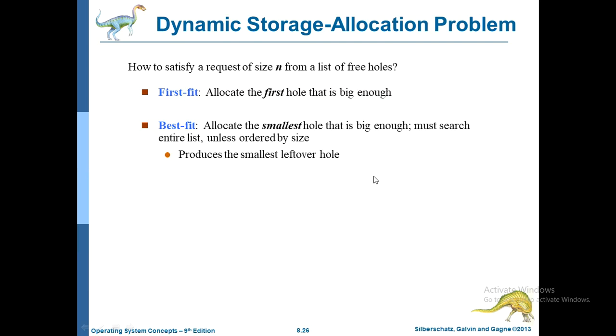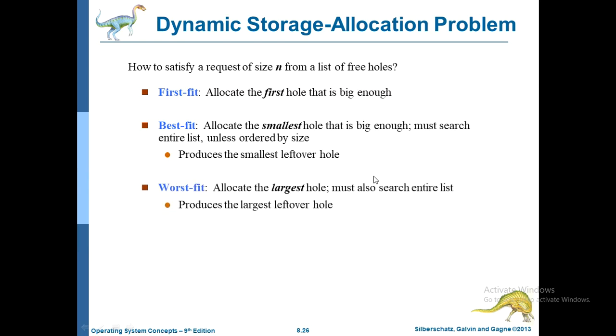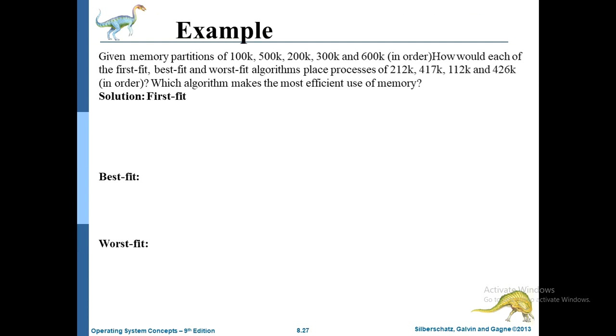And the third one is the worst fit algorithm. Here it searches for and allocates the largest hole for the process's request, right? Among these three methods, first fit and best fit are better than the worst fit method. So next we take up a simple example to understand first fit, best fit and the worst fit method.